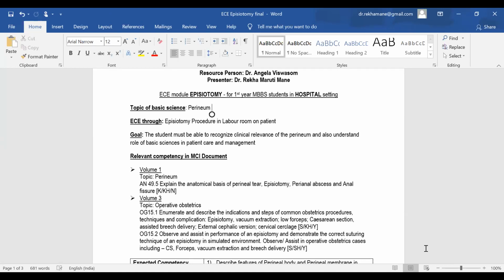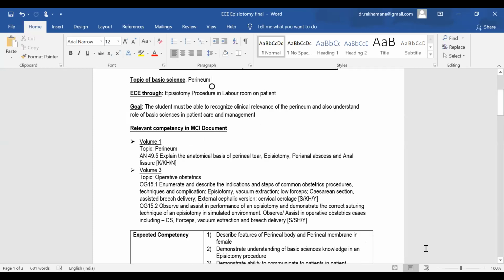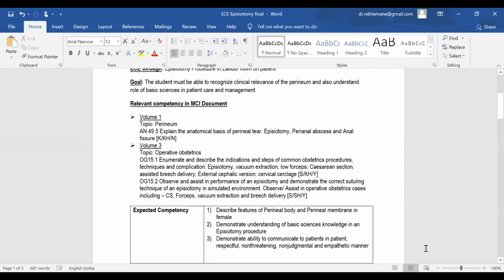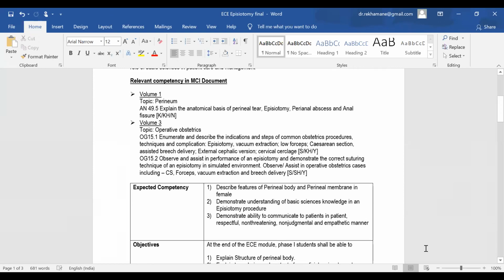What is the goal? The student must be able to recognize clinical relevance of perineum and also understand role of basic sciences in patient care and management. As per our last discussion, relevant competency in MCI document, volume 1, topic is perineum. Competency number is AN 49.5. Explain the anatomical basis of perineal tear, episiotomy, perianal abscess, anal fissure.